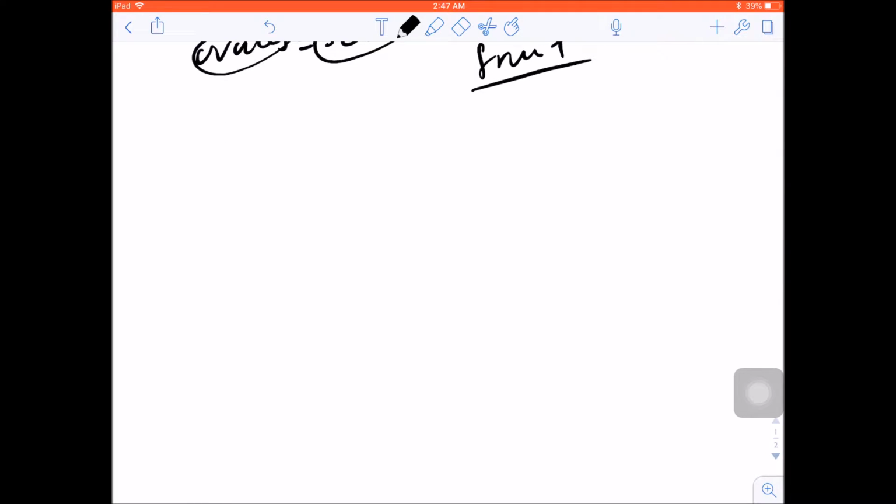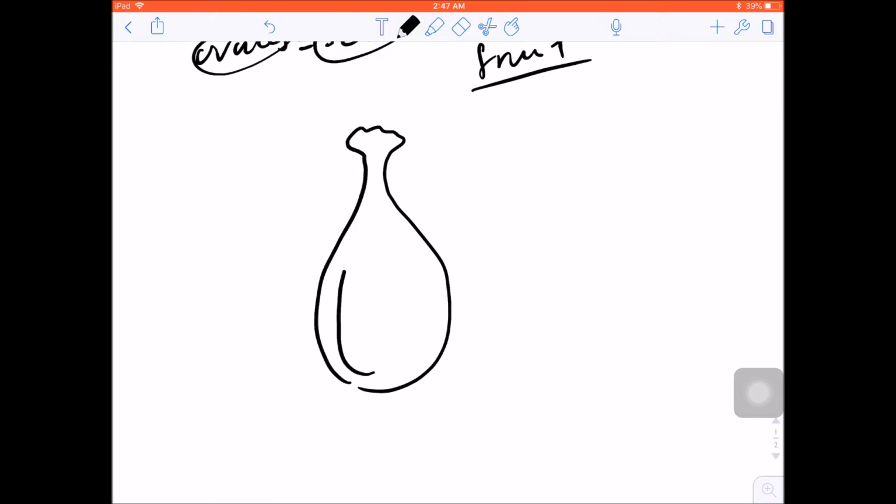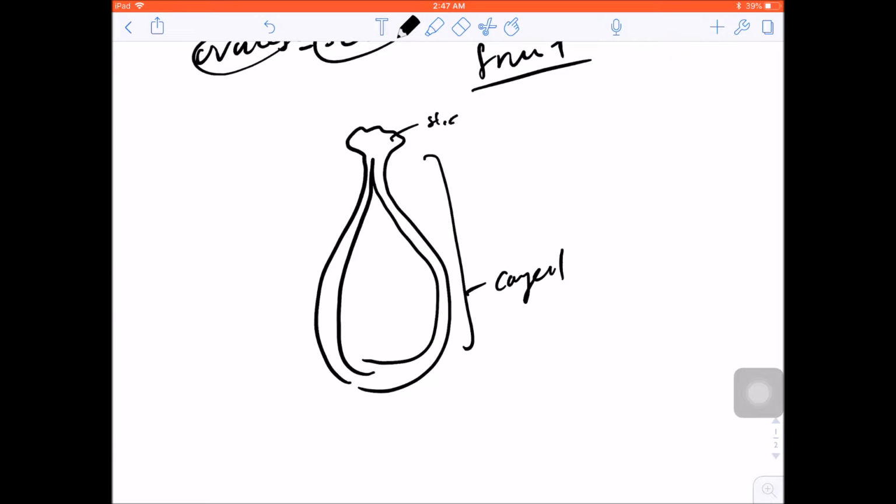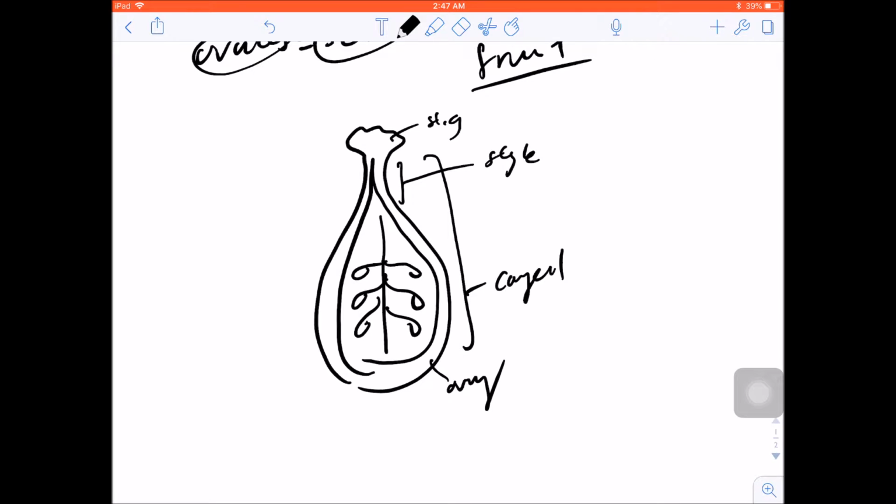Okay, so let's draw out your typical flower, right? And so this is the carpel, which consists of the stigma, the style, and the ovary. Inside the ovary, you have your ovules. Perfect. And now on the outside, you have your filaments and your anthers, combined together makes the stamen.